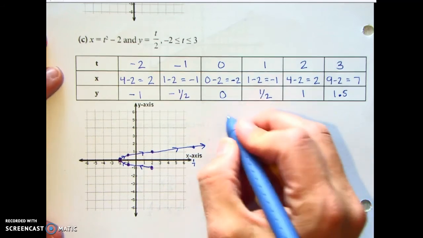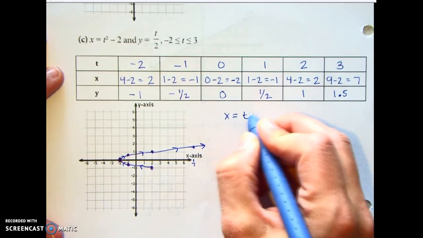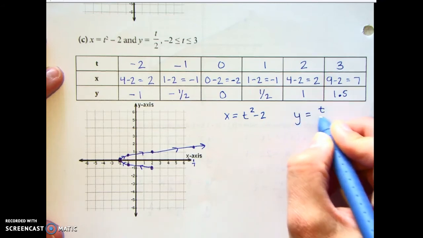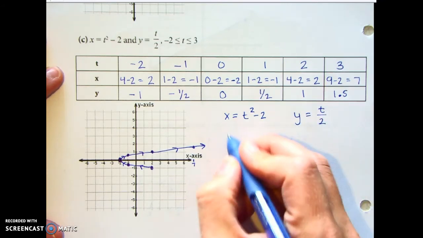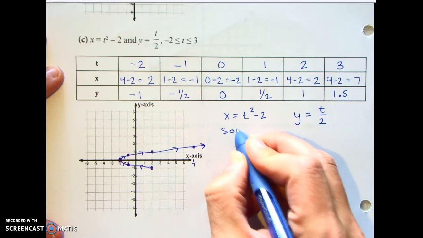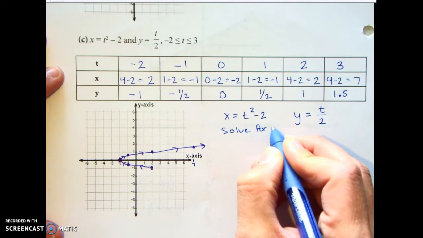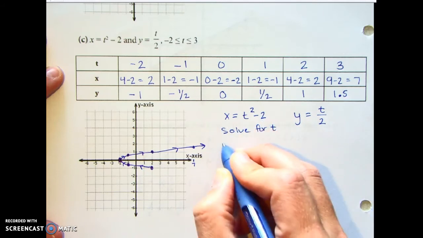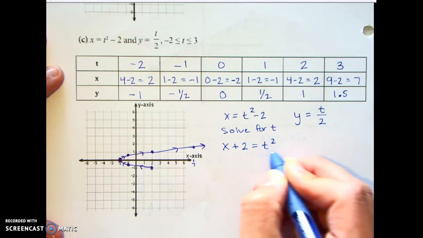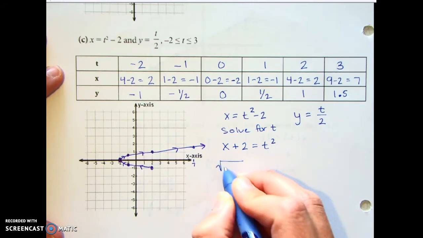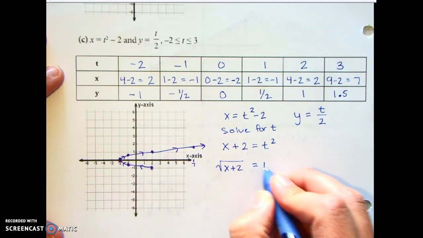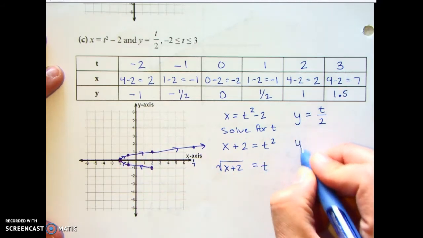Now, let's eliminate the parameter, and I'm going to talk at you. So in calculus, we can only do, what am I supposed to do here? Solve for t. We can only do calculus on functions. X plus 2 equals t squared, and to get t by itself, we take the square root. If you look at this picture, is that a function? No, it is not a function.